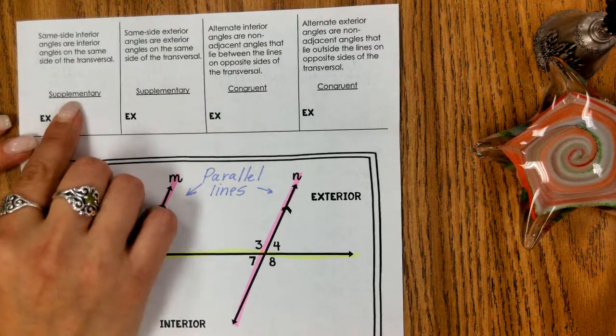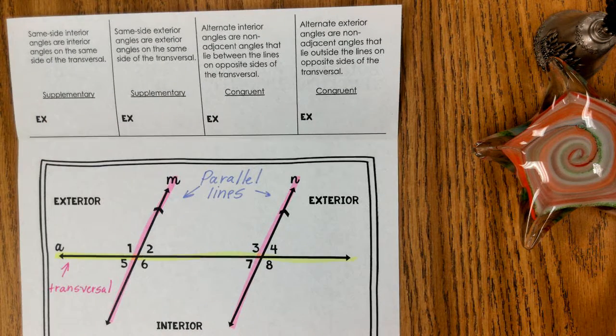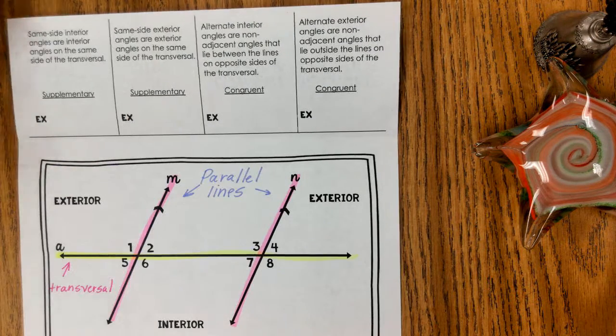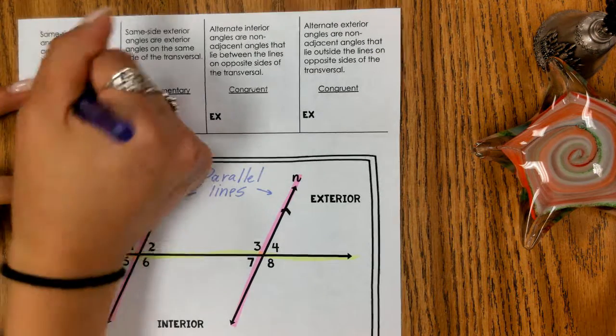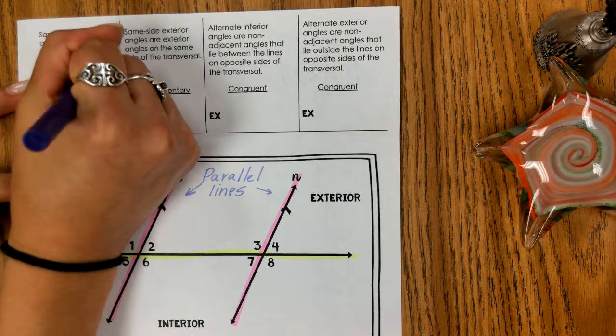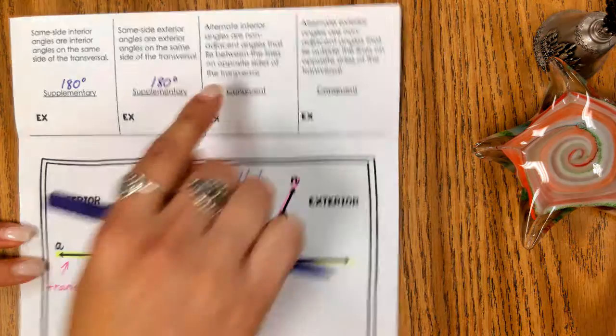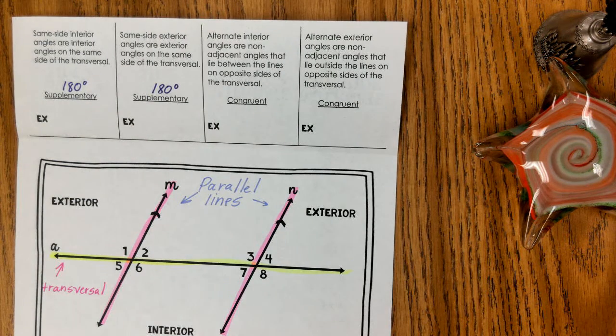Also, notice here it says the word supplementary. What that means is that the two angles that are identified are always going to form 180 degrees. Okay? And then over here, what it says is that those two angles are always going to be congruent. Okay? So those are some things that you do need to remember. Alright? So I'm going to go ahead and start answering the top questions here.